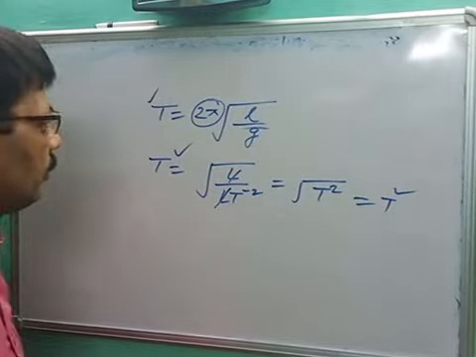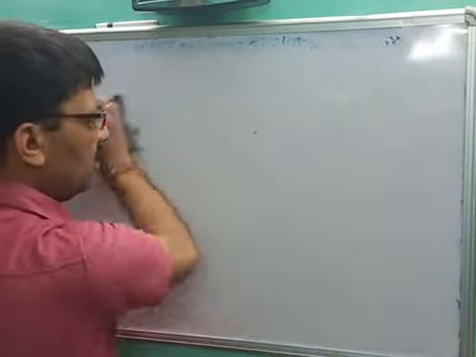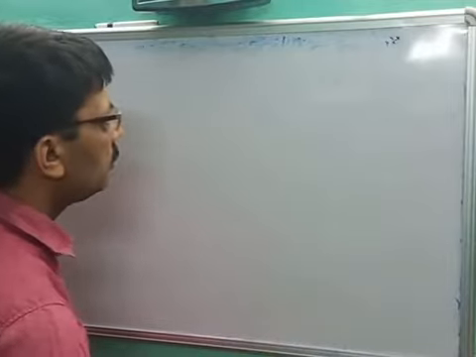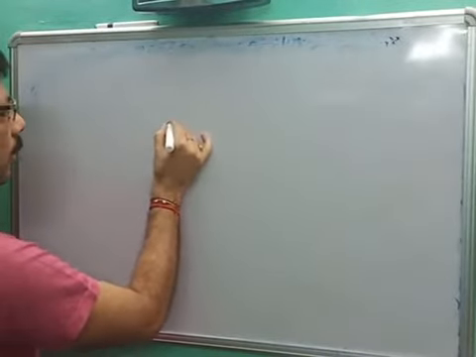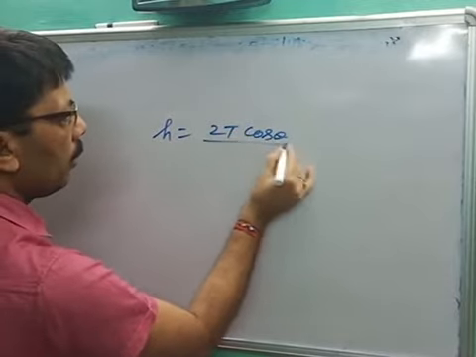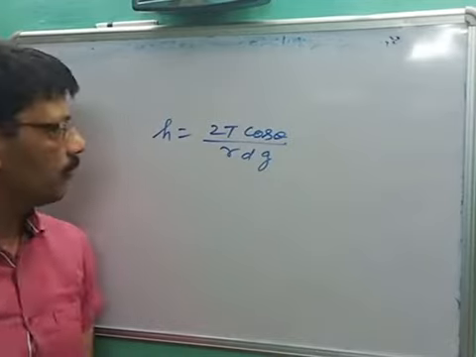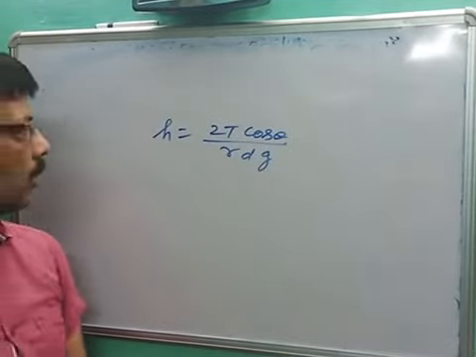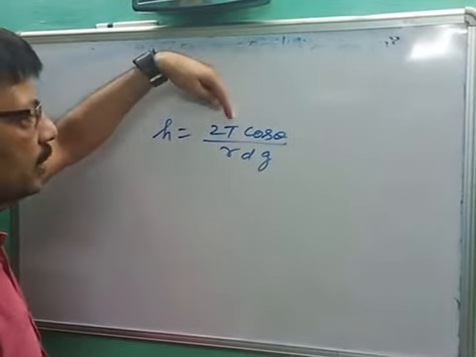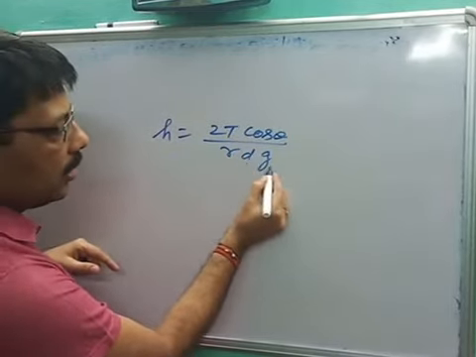Okay, some more questions. We can solve some more questions. Let's suppose it is given h is equal to 2t cos theta upon r dg. This is an SC Verma question, given in SC Verma. Where t is the surface tension, r is the radius, d is the density and g is the acceleration.